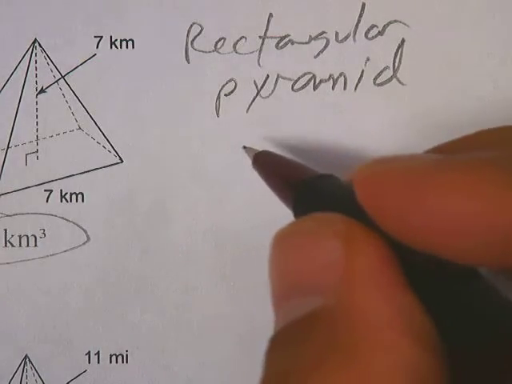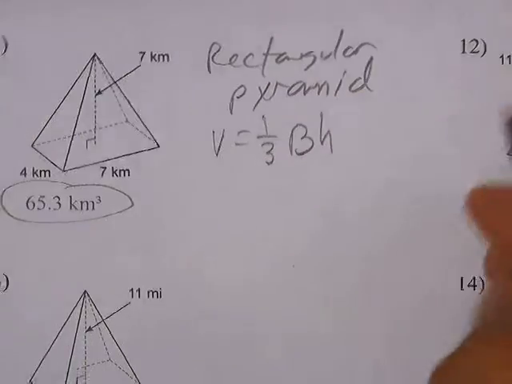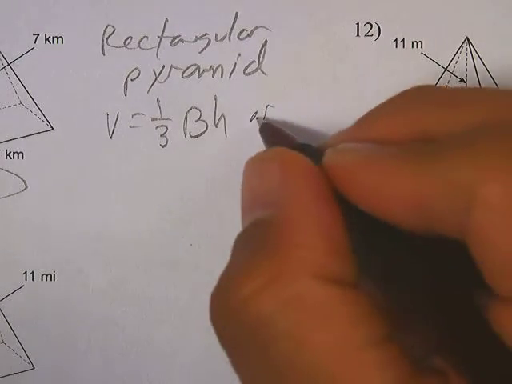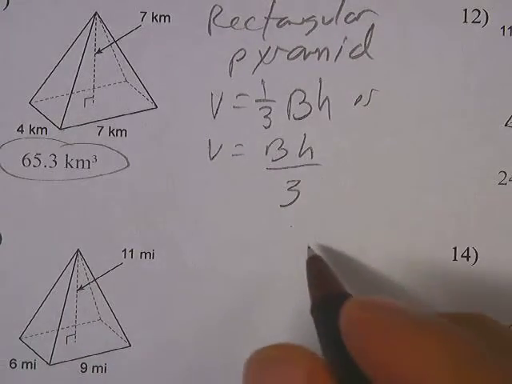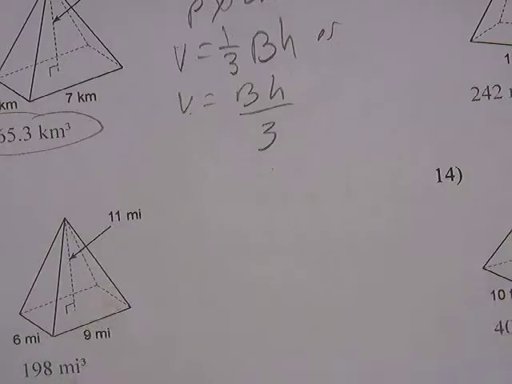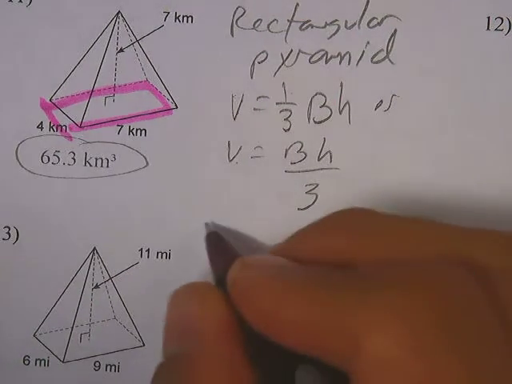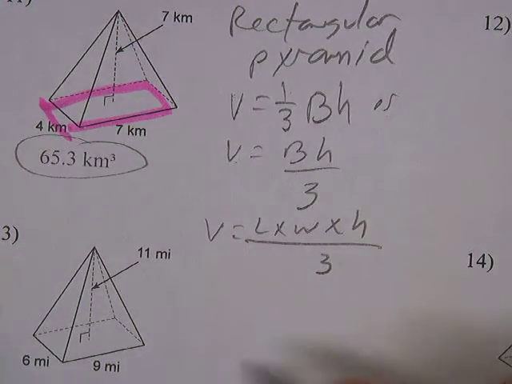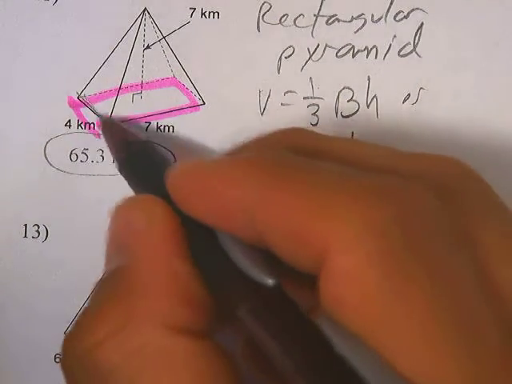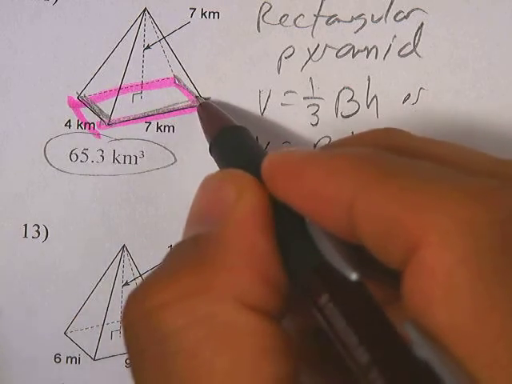This is a rectangular pyramid. Okay, so rectangular pyramid, its volume is equal to 1/3 the area of the base times the height, or the way I like to write it sometimes is volume equals area of the base times the height divided by 3. I know that the base is a rectangle, so then I can just think, okay, the area of a rectangle, just like in 6th grade, length times width times height divided by 3.